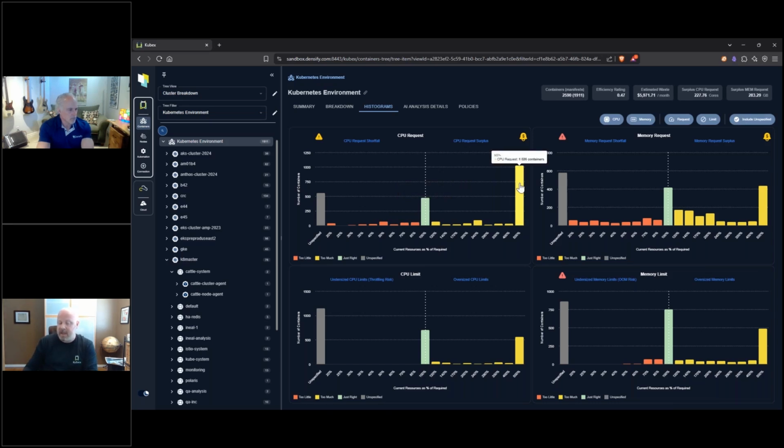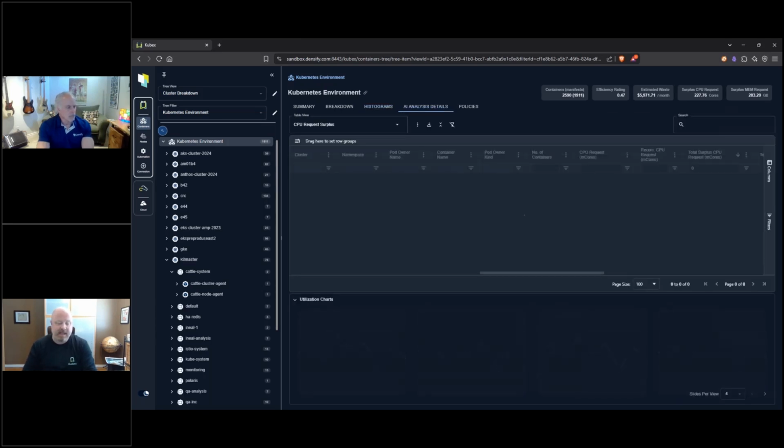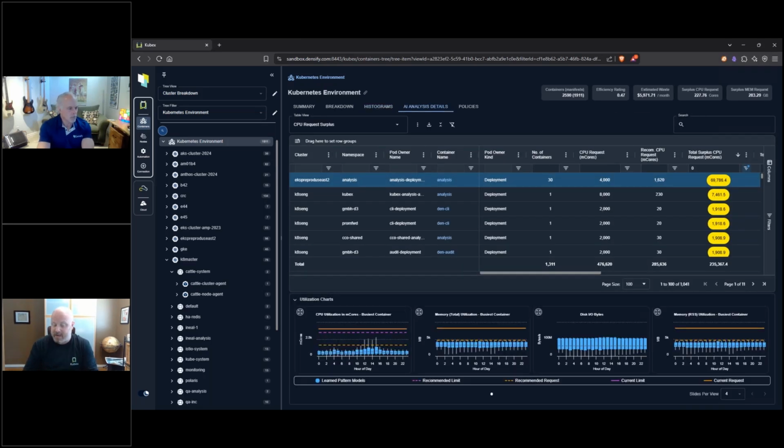So for example, if we click here, we're going to be taken to see where there's the most egregious waste within our environment. We see here that we have a pod that we are allocating 4,000 millicores for, so 4 CPUs for, but we're actually using less than half of that, and it's 30 containers. So we provide recommendations that allow you to right size those workloads, automatically apply those changes within your cluster, and then achieve those savings.